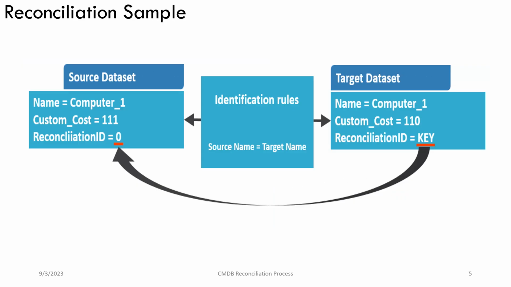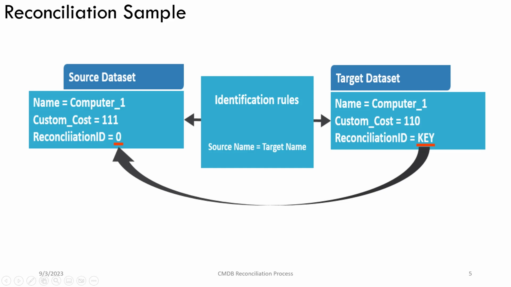So this is a simple sample of reconciliation process. You will have a source data here. You can see computer 1. This is a source data set where it is defined as computer 1. Then you have the custom cost of this. This is one of the other attributes. These two are the attributes.